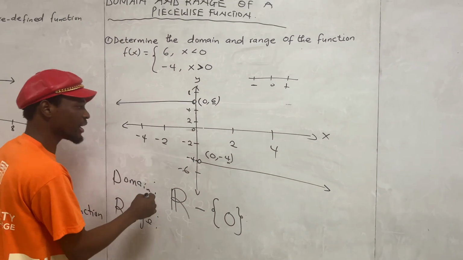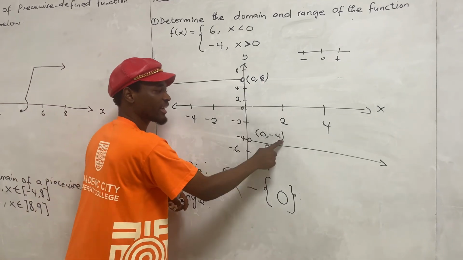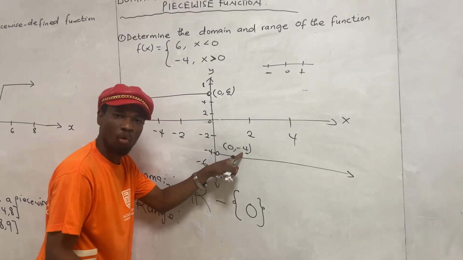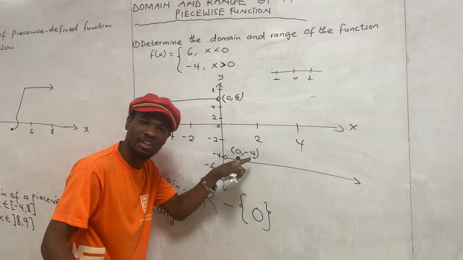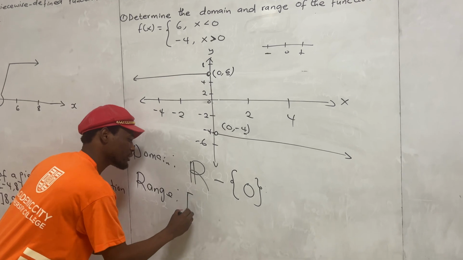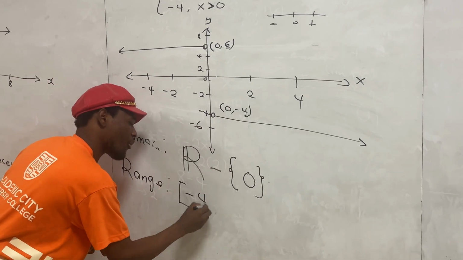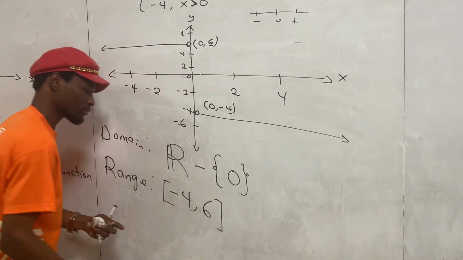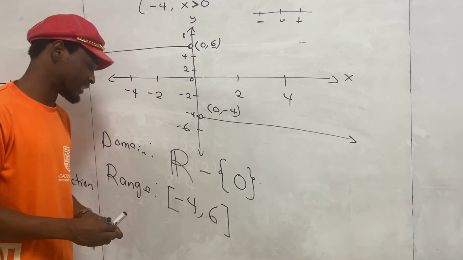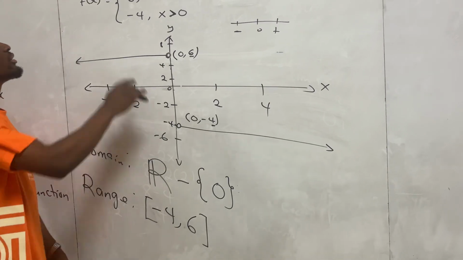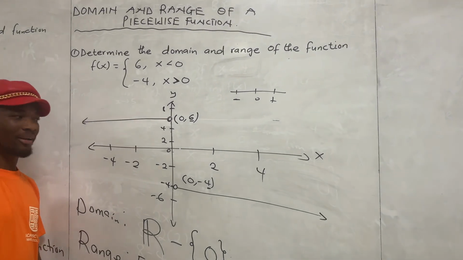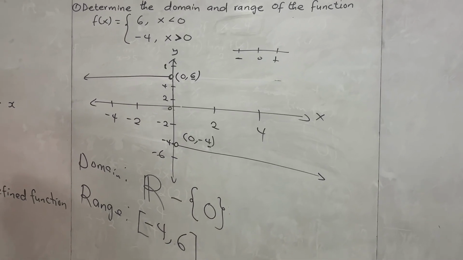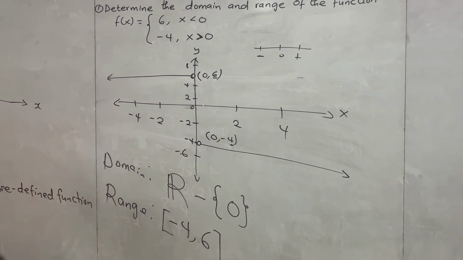Good. So the range here will be what? So 6 and negative 4, which one is lesser than the other? It's negative 4. So therefore I will start from negative 4. So I have my negative 4, then I have 6. As simple as that. This is the range of f of x.